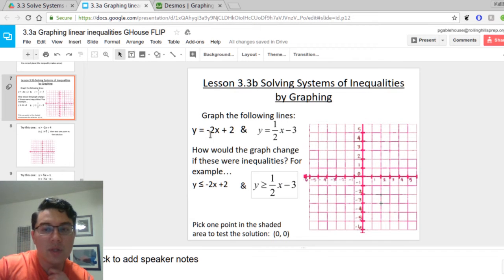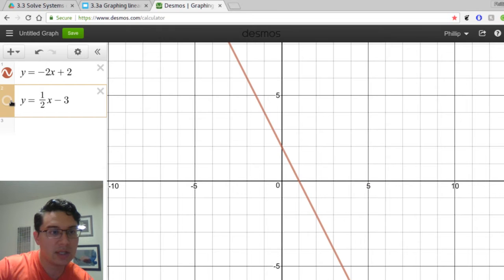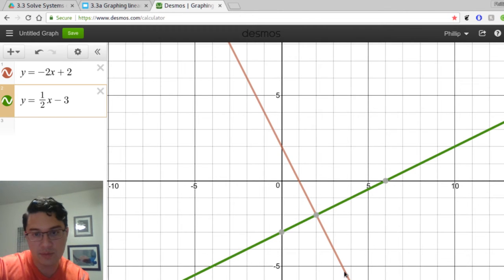What I'd like you guys to do is go ahead and graph both of these equations, but just like when we were graphing systems of equations, you're going to graph both of these on the same grid, on the same coordinate plane. So we have negative y is equal to negative 2x plus 2, and y is equal to 1/2 x minus 3. When we do that as a system, we end up with something that will look like this. So we have the blue line and the green line. That's just the two lines.